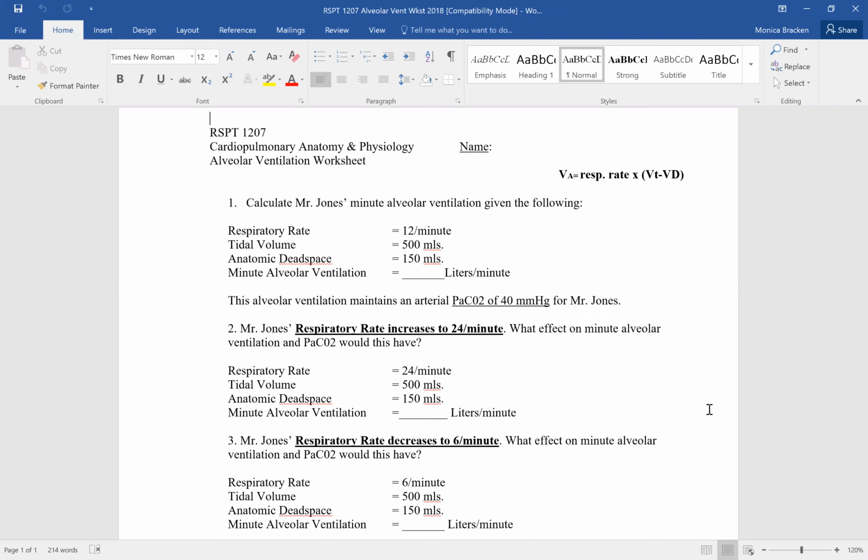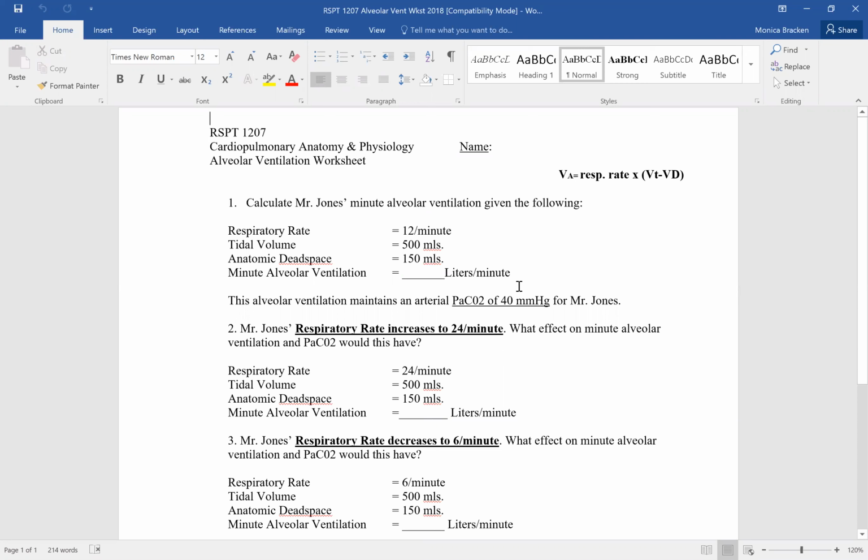You're going to do the calculation, which is right here in the corner. Always give you all the information that you need. Calculation's right there, okay? So let's look at the first example. Calculate Mr. Jones' minute alveolar ventilation given the following factors. So our respiratory rate is 12, tidal volume is 500 mLs, and anatomic dead space is 150 mLs. So you're going to plug all those factors into your equation. 12 is going to go there, times 500 mLs is going to go there, minus 150 mLs there. You should come up with 4.2 liters per minute.